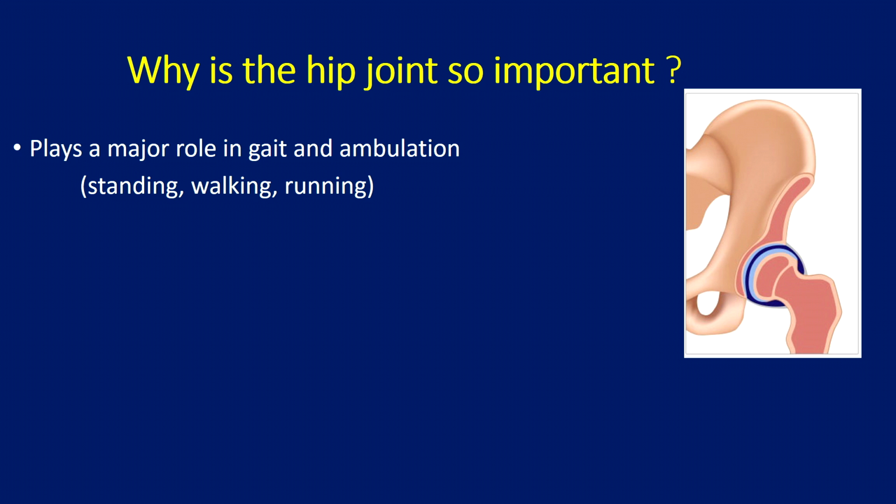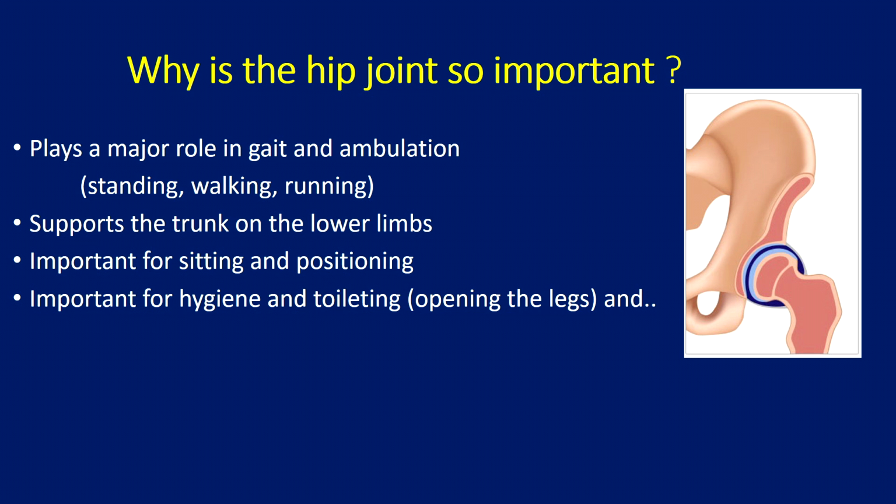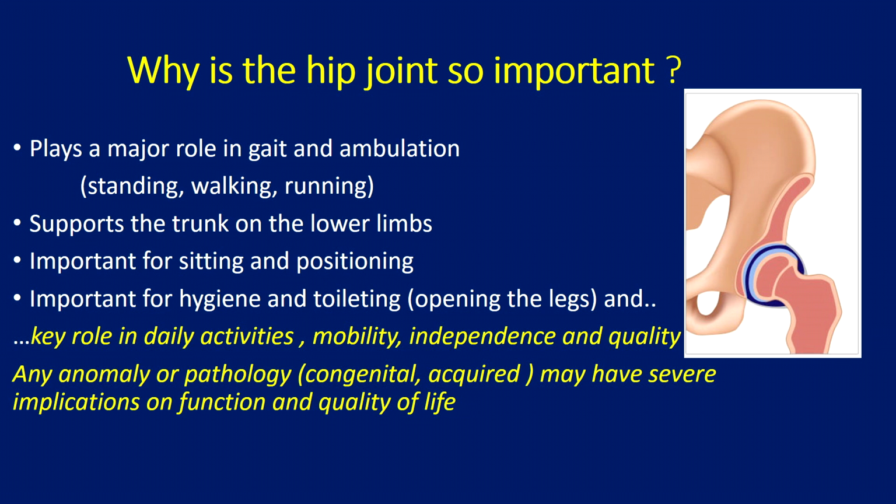I'll be talking mostly about the pelvic osteotomy, the principle, the guidelines, and if we still have time, we'll continue to include other disorders. So why are we putting so much emphasis on the hip joint? Well, it's a huge joint. It's the second biggest in the body, plays a major role in gait and ambulation. It supports the trunk on the lower limbs, important for sitting and positioning in case of a neuromuscular patient using a wheelchair. It's important for hygiene, toileting. So it has a key role in all daily activities, mobility, independence, and quality of life.